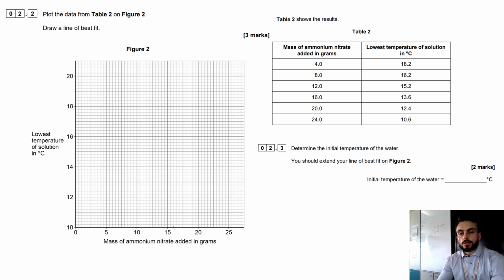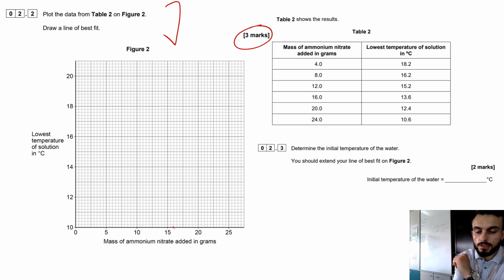So here we have a graph question, so you should be rubbing your hands together for the easy marks that you're about to receive. It says plot the data from table 2 on figure 2, draw a line of best fit. So remember, these points here tell you where the marks are going to come from. 3 marks for doing that, so it's probably going to be 2 for the plotting and then 1 for the line of best fit. Here's our table that we're using the data for.